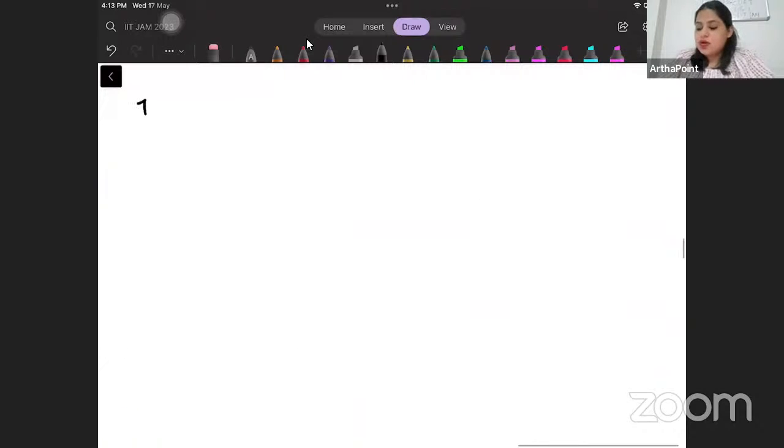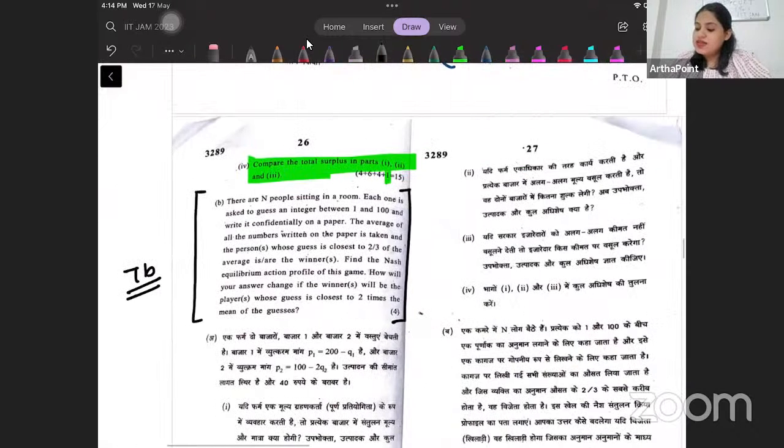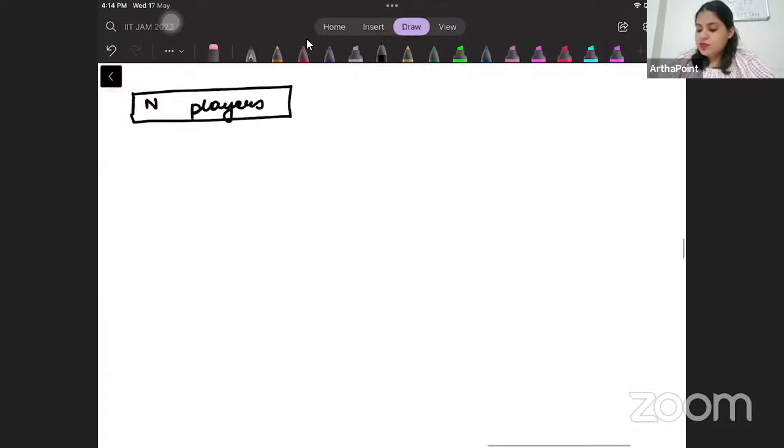Let's think about this question. Question 7B. So when we talk about n players, each of these n players, beta, is sitting in a room and is asked to guess an integer between 1 to 100. So we can just write down that they have to guess an integer between 1 to 100.